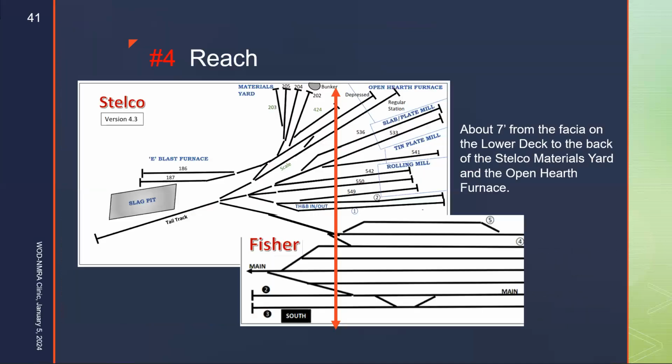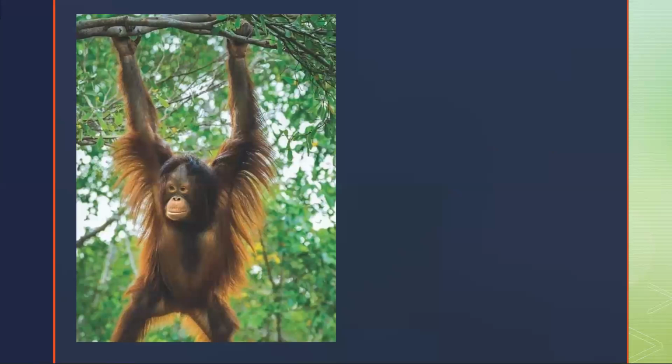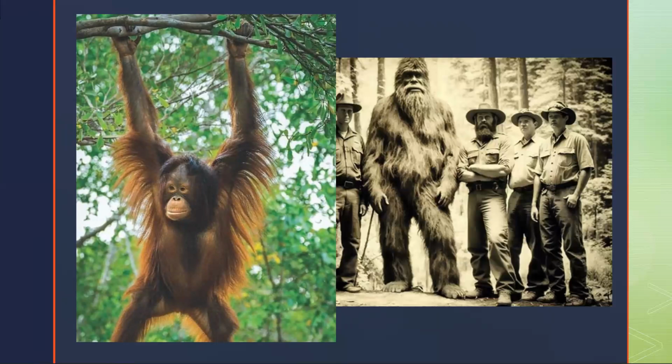Reach, I mentioned, is a big problem, and this is the worst example of it. 7 feet from the fascia at the bottom to the back wall that defines the Stelco material yard. So how is it going to be able to access track back there for switching and uncoupling? Well, one thought I had is recruit different operators with longer arms. There are some obvious problems here. One is socialization skills, and the other one is I thought there'd be an awful lot of shedding.